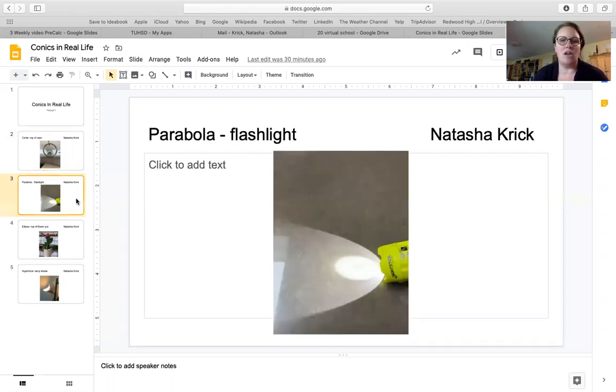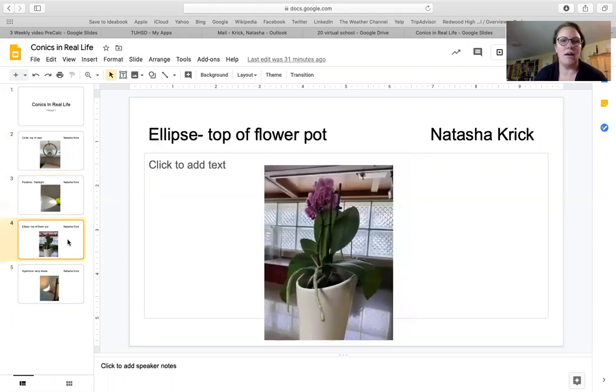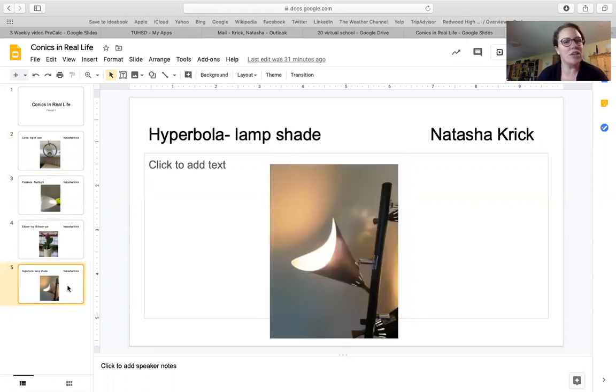So here would be an example of a parabola, an ellipse, and a hyperbola. So I've done 4 of them. You don't have to do all 4. You just need to do 2. If you want to do more, that's awesome.